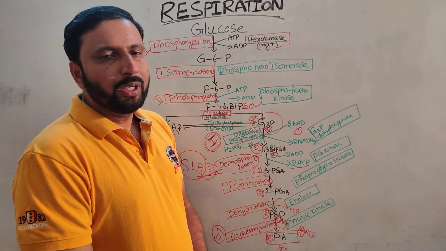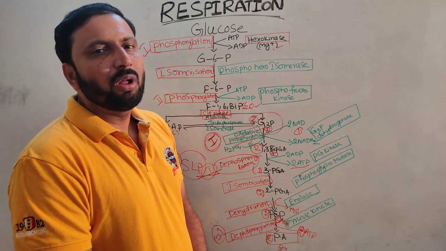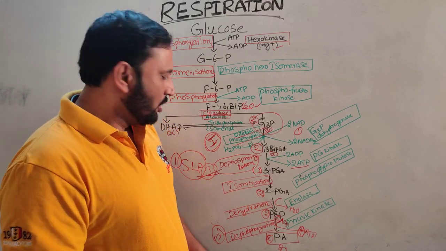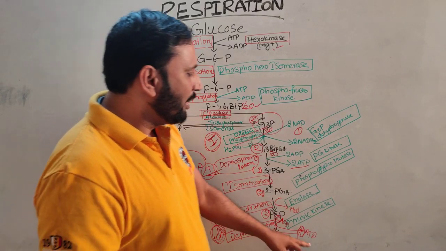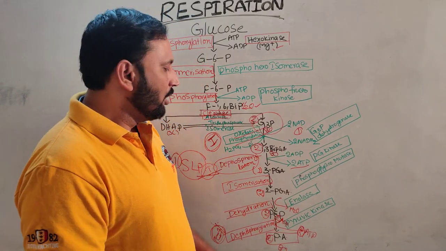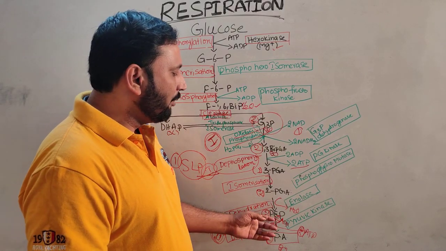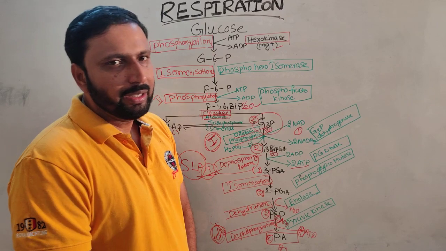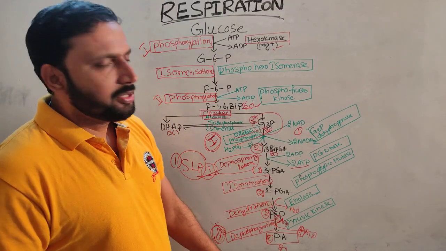Finally, phosphoenol pyruvic acid again undergoes dephosphorylation, removal of phosphate. So ADP is converted into ATP. Here the second dephosphorylation takes place. Like that, two ATPs are synthesized. For that, the enzyme is pyruvic kinase. Finally, phosphoenol pyruvic acid undergoes dephosphorylation to form pyruvic acid. So this is the glycolysis chart.